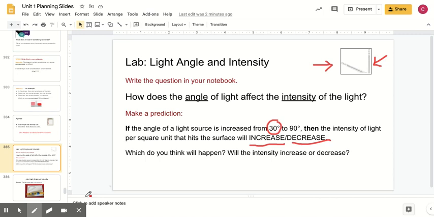Okay, that's our question. How does the angle of light affect the intensity of the light? So make a prediction. Do you think the intensity will increase or decrease when I change that angle? Go ahead and write that in your notebook, please.